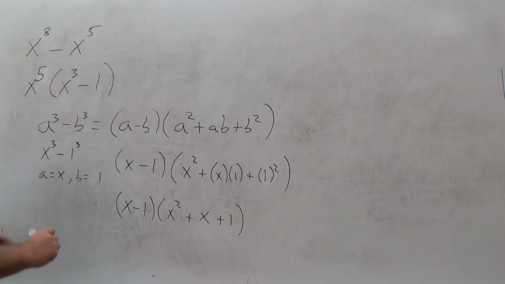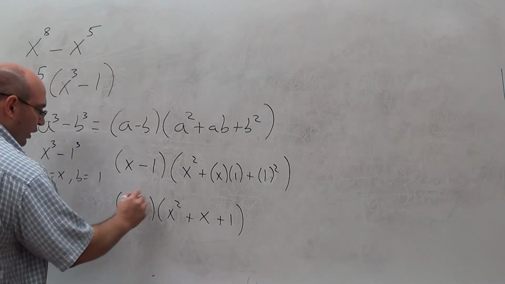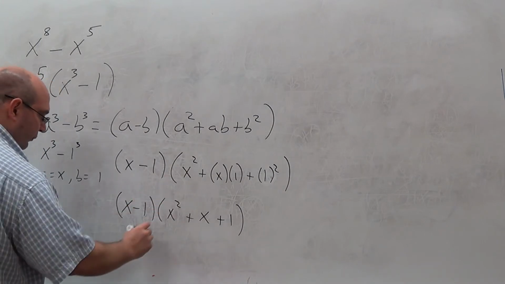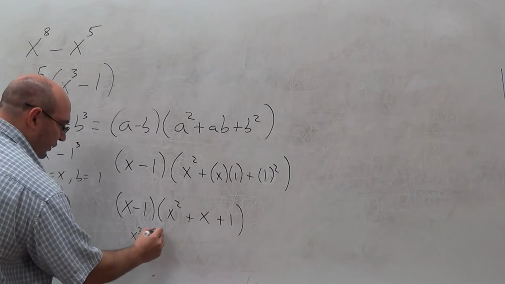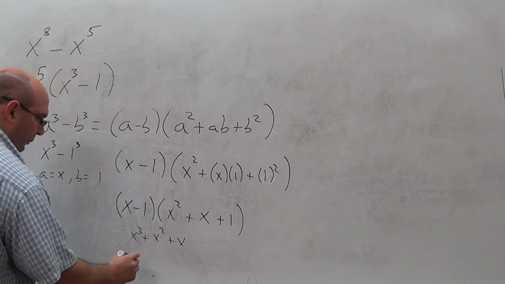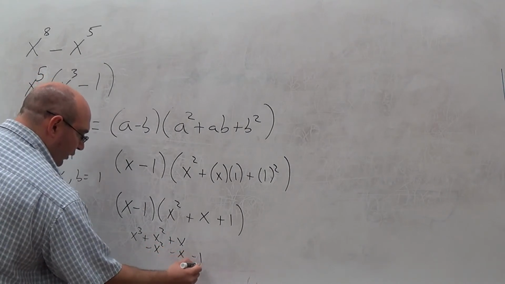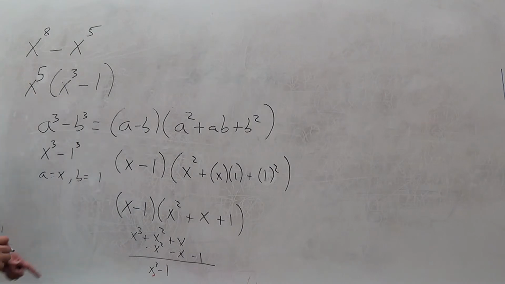All right. Now we can check this just to make sure, if we really wanted to. Note that this times this, if I distribute this out, is going to give you x cubed plus x squared plus x minus x squared minus x minus 1. So here's my x cubed minus 1. So there's our good check. Again, our a is our x here, and our 1 is our b.